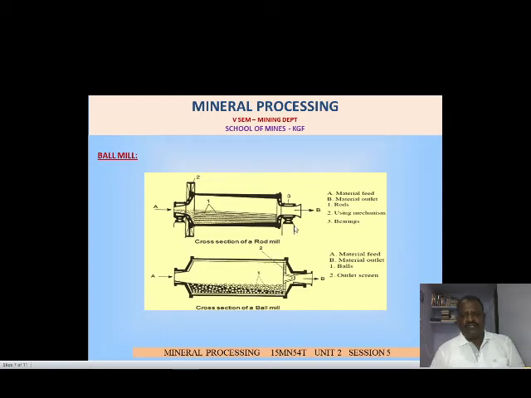The outer mechanism is this, which will rotate. The mills will rotate in the clockwise direction. Ultimately, the rods collide with each other and make the material finer and finer. In the same manner, balls also collide with the material and it becomes fine particles.